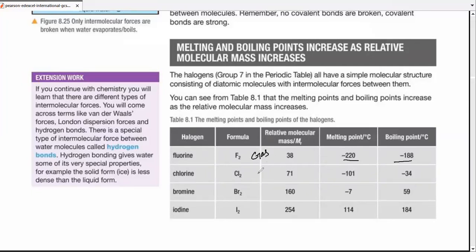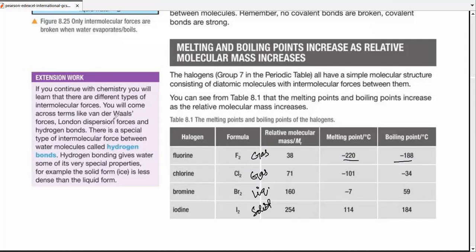This one is a gas at room temperature. This one also is a gas at room temperature. This one is a liquid at room temperature. And finally, iodine is a solid at room temperature. So the intermolecular forces actually change, and so do the melting and boiling points, which increase as relative molecular mass increases. If you continue with chemistry, you will learn that there are different types of intermolecular forces.